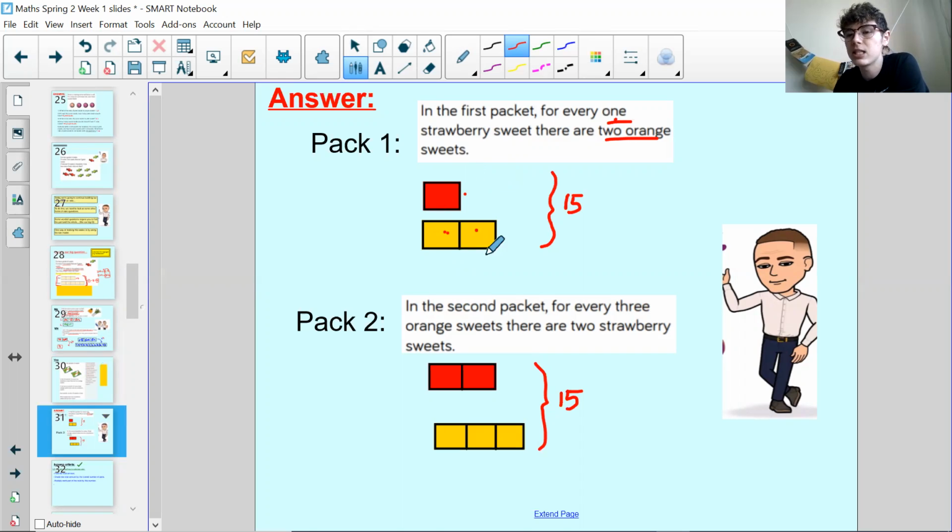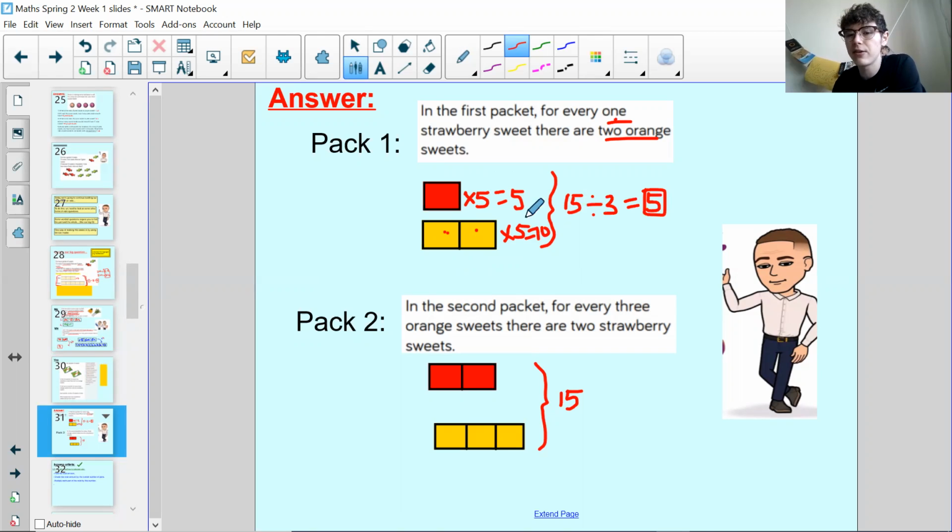So how do we get from this 3 to 15? We times by 5. So what I could do is 15 divided by the 3 equals 5. So I could do it that way as well. And this is the number that we're going to be timesing each of these parts by. So times by 5 equals 5. And down here, times by 5 equals 10.